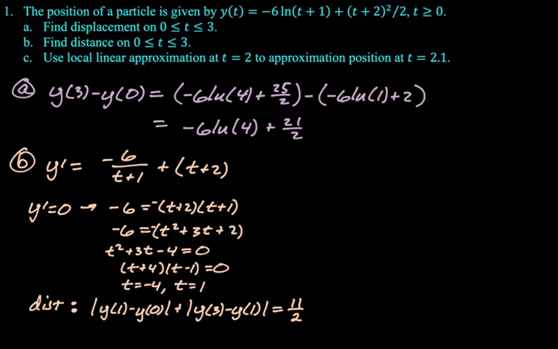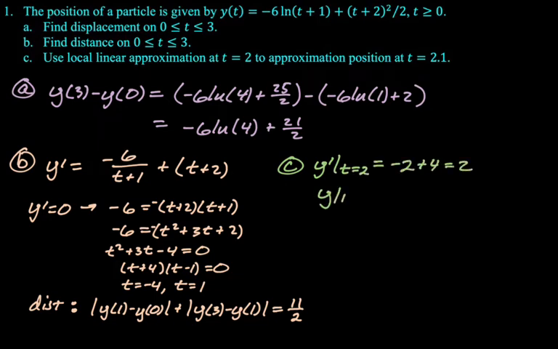And then I just use a calculator because I don't want to be here all day. But you should try to do it by hand and see if you can get 11 halves. Or maybe I'm wrong and you'll let me know. All right, for C, we want to use a local linear approximation at t equals 2. That just means tangent line at t equals 2 to approximate at t equals 2.1. All right, so for a tangent line, we're going to need the slope, which is y prime at t equals 2.